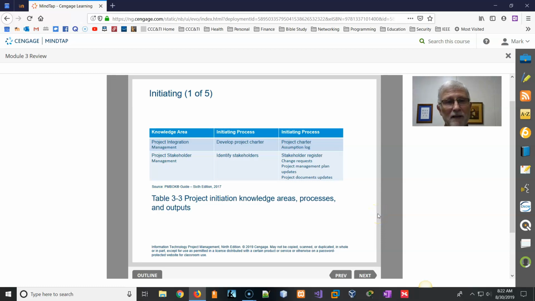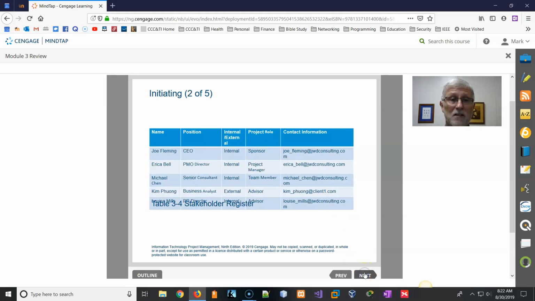Now, just to give you an idea, you can tell that in this initiating phase, there are knowledge areas that are applied. One, you get project integration and stakeholder management. Both of those are used in this, and it even says, okay, what types of things do I need? Creating a project charter, a stakeholder register, making sure that we understand how changes to the project are going to be done, what kind of project plan updates and document updates there are going to be. So you can see that even this initiation phase falls into two of the knowledge areas that we're going to get into as this text goes on. Now, one of the things is the stakeholder register.